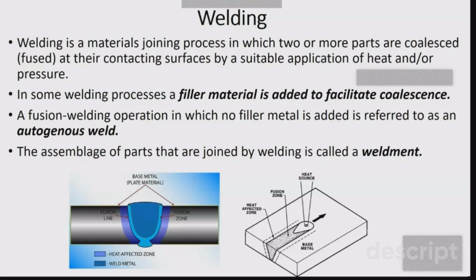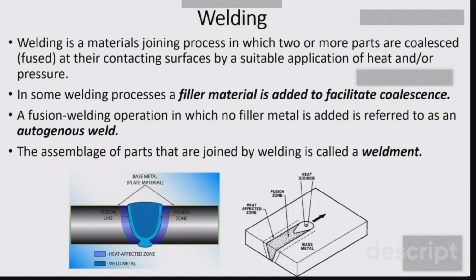In thin pieces, sometimes you don't require any extra filler material to fill the gap between the plates. Many times, if the plates are of very thick size, then you need certain filler material which facilitates the coalescence of the material. Such welding operations in which no filler metal is added are referred to as autogenous welds. This happens in the case of thin sheets which are less than 10 mm, and for sheets greater than 10 mm, you certainly require the formation of a groove and then some additional filler material to fill this groove or the gap between the plates.